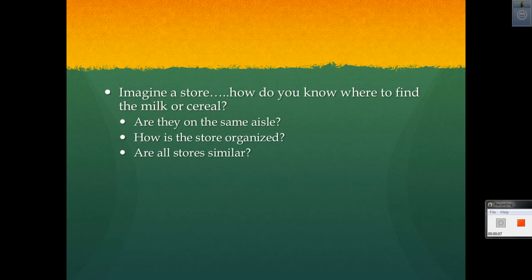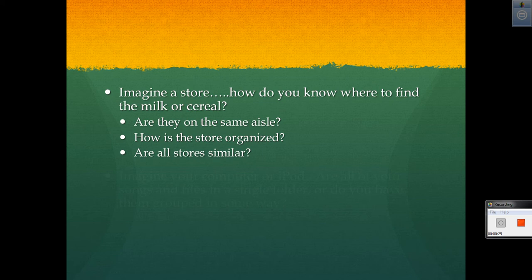So imagine a store, any store. How do you know where to find the milk or the cereal? Are they on the same aisle? How is this particular store organized? Are all stores similar? Are all stores the same? What about if you wanted to find a CD or a movie? How would you know where to find it?